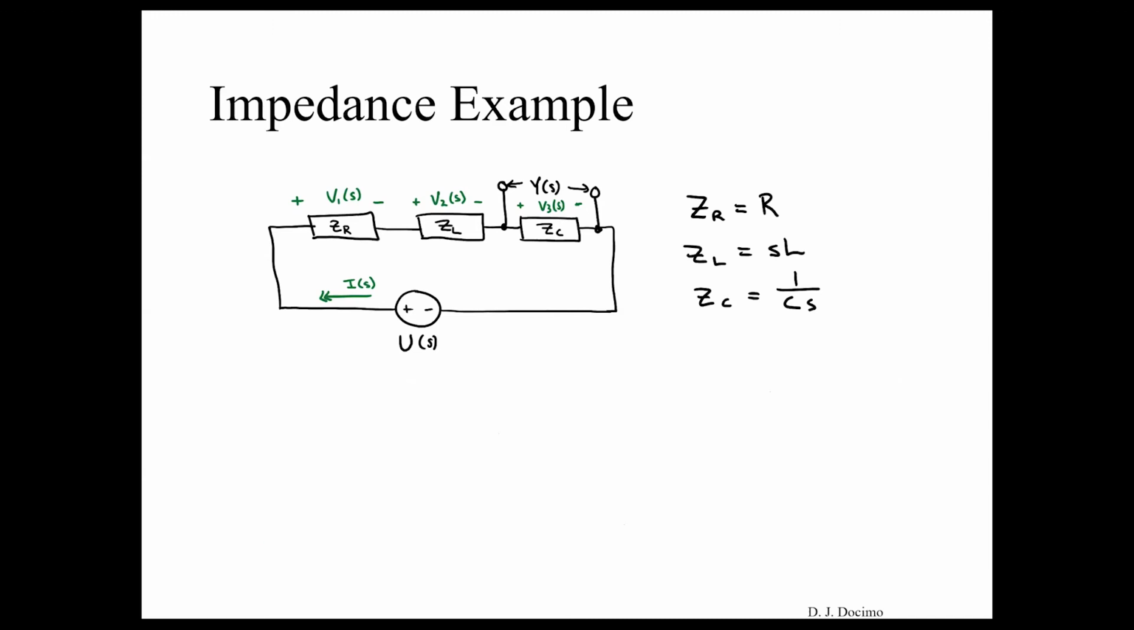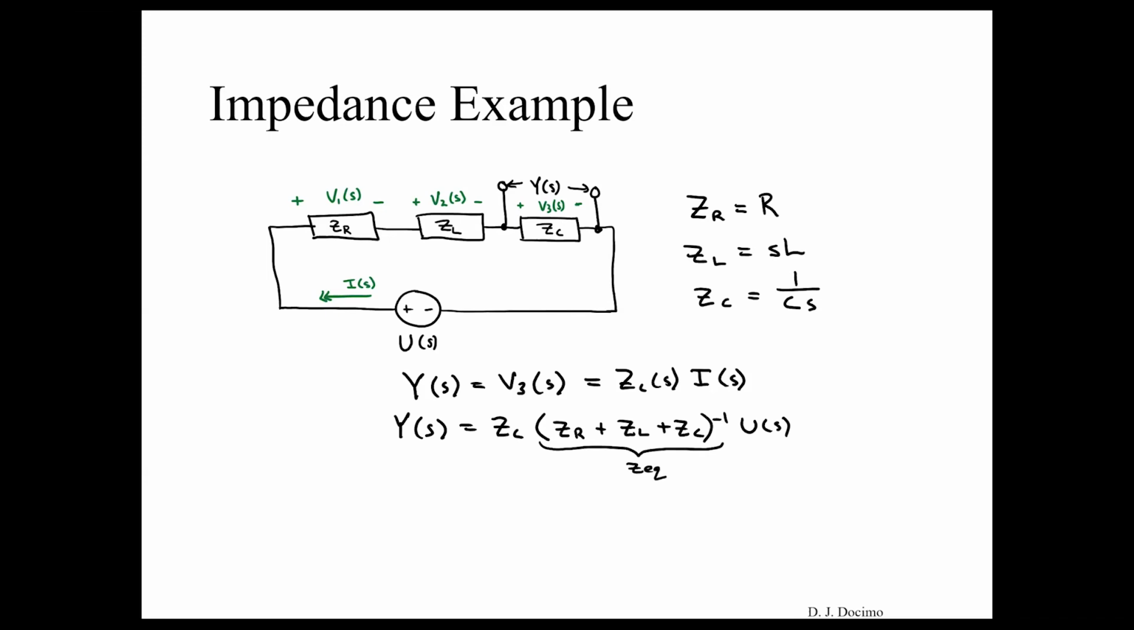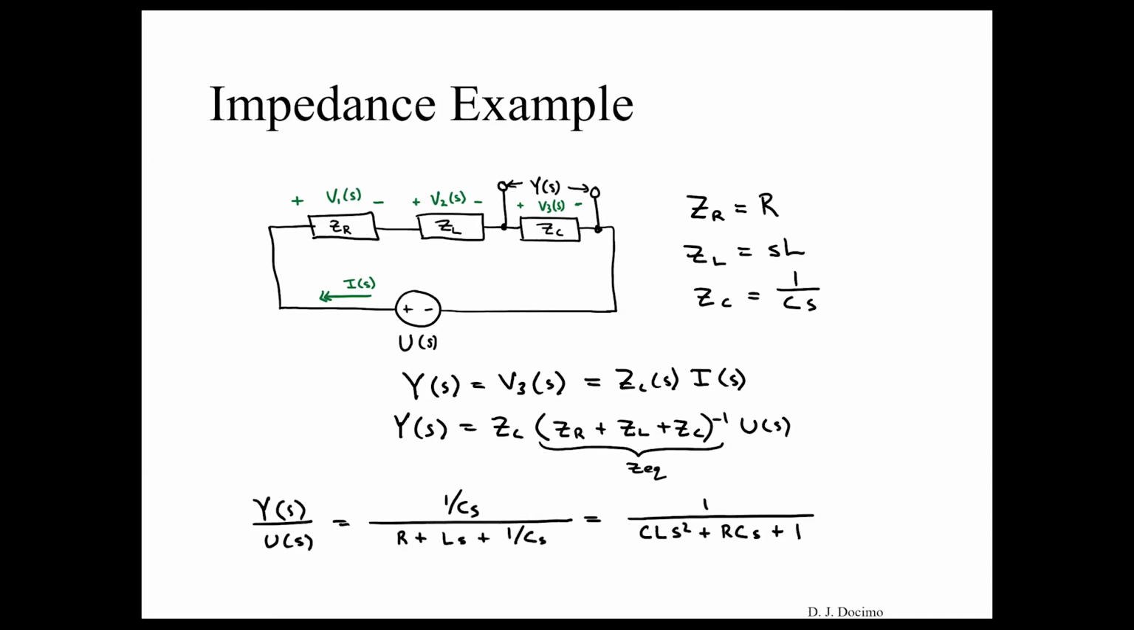So now that we have that, let's say Y of S, what we're trying to figure out, that's equal to V3 of S, which is the same thing as if it's like a resistor, it'd be its impedance, ZC, times I here. So let's just plug in these terms here. So I of S is going to be equal to the inverse of Z equivalent, the sum of those three terms, times U of S. And then we can divide by U and shift it over to the other side here. So we can end up with this equation right here, or all the way on the right side here. This is just a simplified version of it.